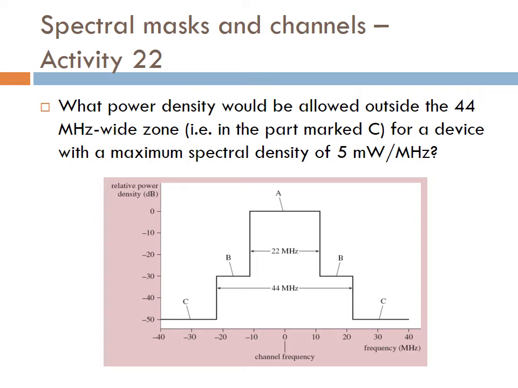And for region C it's minus 50 dB. This means that it is smaller by 10 to the power minus 5, so we will have 5 times 10 to the power minus 5 milliwatt per megahertz.